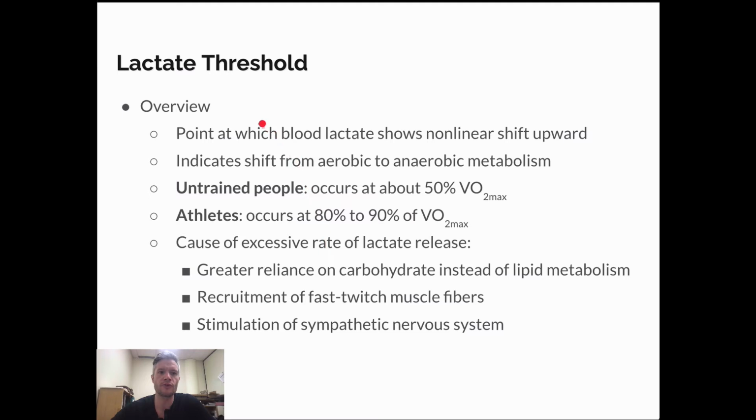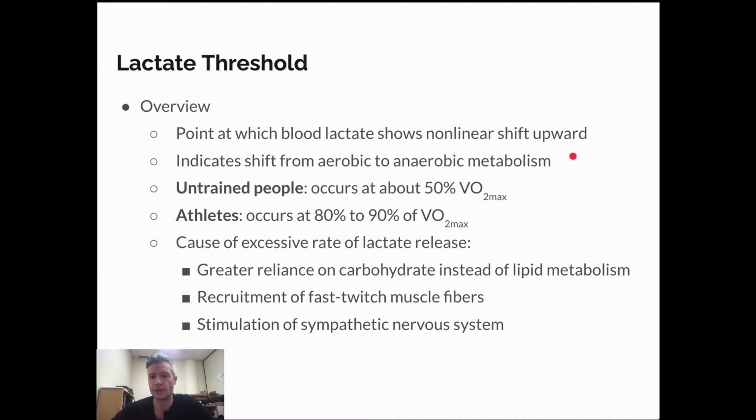Okay. So an overview of what lactate threshold is: the point when blood lactate shows a nonlinear shift upward. We're measuring lactate in the blood, and usually this is done with something that looks like a blood glucose monitoring device. You take a little pinprick to the end of the finger. Sometimes it's done in other places, but most commonly fingertips, and you put a little drop of blood into the machine. It'll read the blood lactate. And so when you're exercising incrementally and increasing that intensity, there will be a point at which, instead of slowly, continually increasing, you'll see an upward shift.